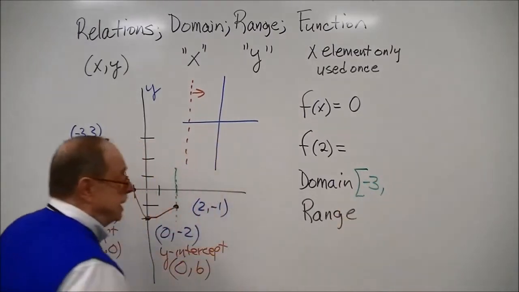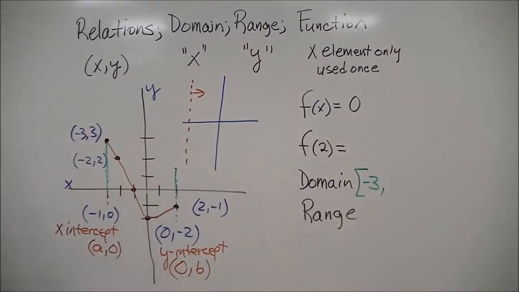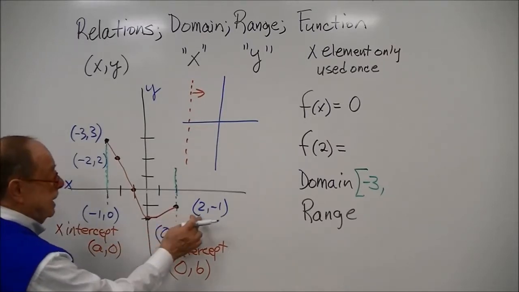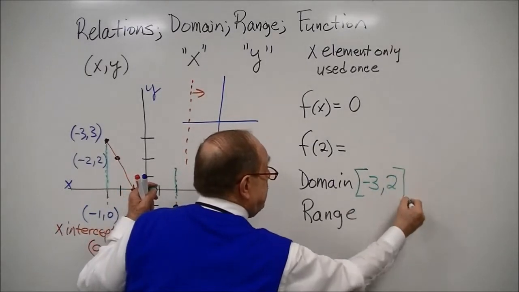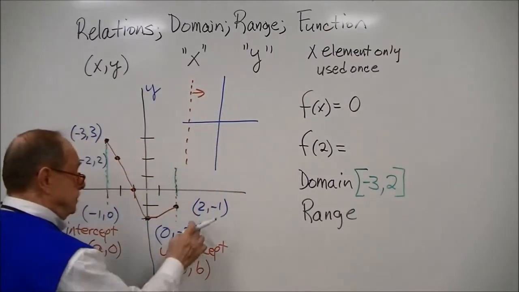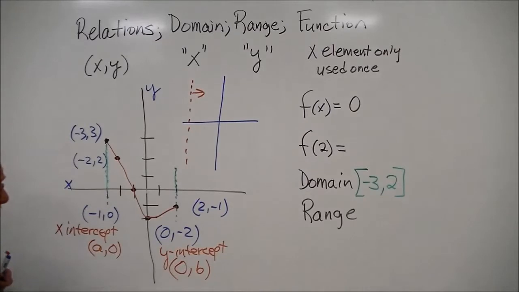We use a bracket to indicate that -3 is part of that number set of this domain, and it ends at +2. And again, we use a bracket to indicate that the 2 is included in the domain.